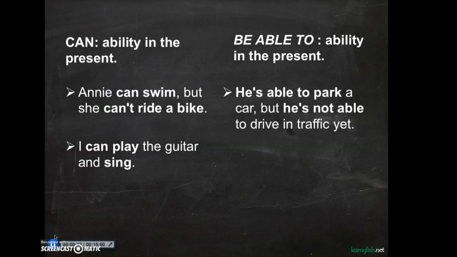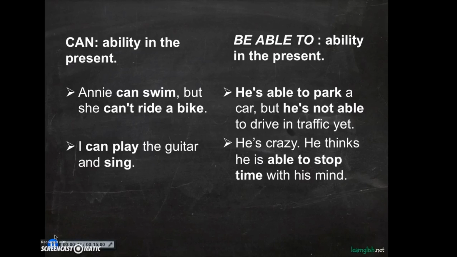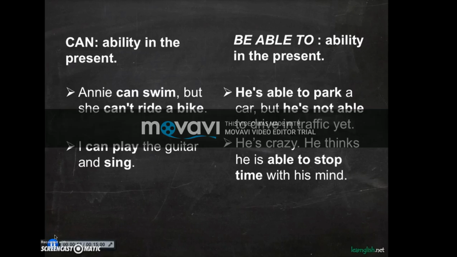You can say he's able to park a car, but he's not able to drive in traffic yet. Or you can say he's crazy, he thinks he's able to stop time with his mind. The only difference is in the context.